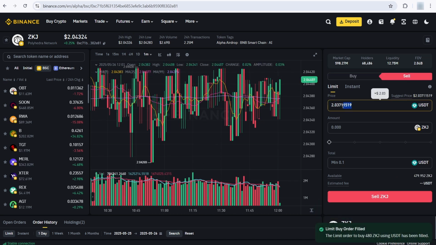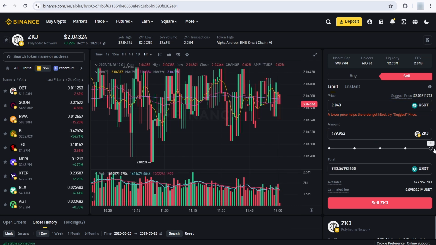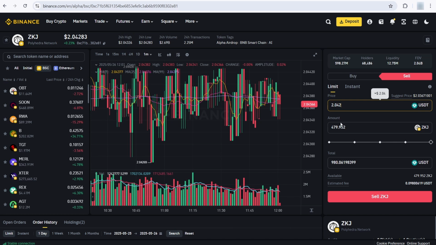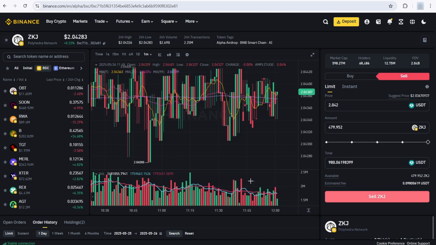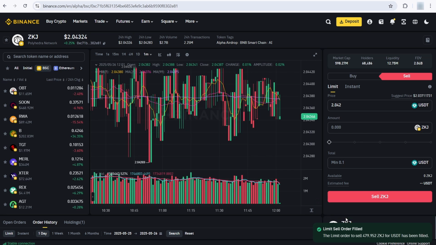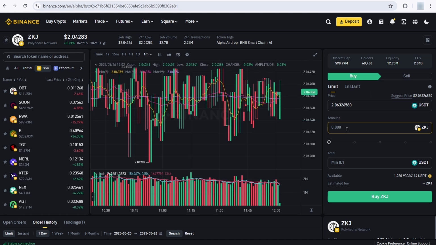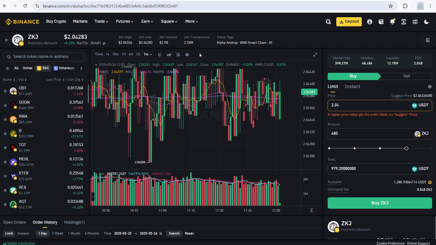Go to the sell tab. The price is 2.043, 480 ZKJ, but it shows me a warning because I set the price higher than the market one. So I need to make it lower. Let it be 2.042. The warning message has disappeared, so I can sell it. Sell, continue, done. I'll continue doing such buy and sell operations, so I hope it's clear to you how to do that. I think it's only a matter of time. Once you get used to doing this, you can do it faster.